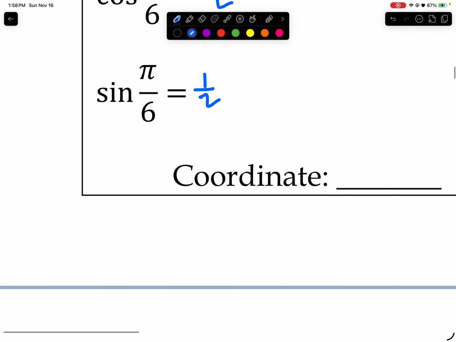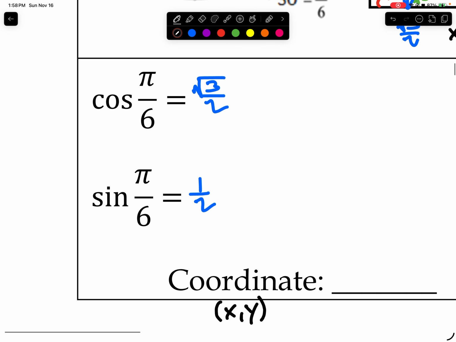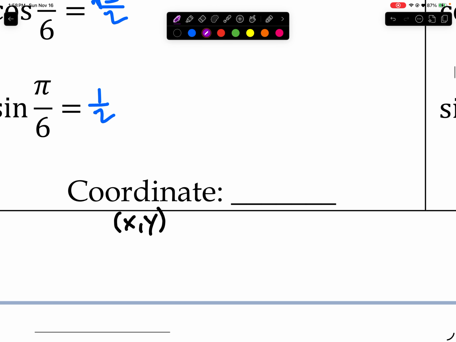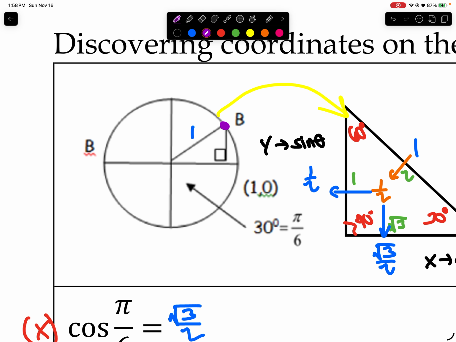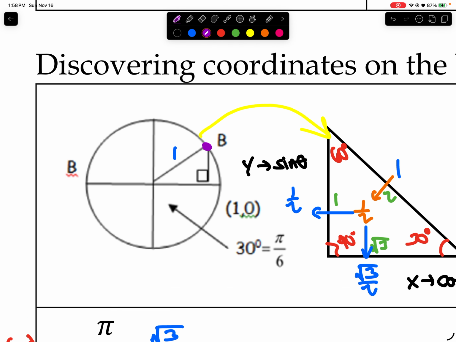And then when we write the coordinate, as always, your coordinate is going to have some horizontal and vertical component. So your x and your y values are going to come from your cosine and sine values respectively. So my coordinate here is going to be written as root 3 over 2, comma, 1/2. So the coordinate up here, where it has one of the vertices of my triangle, that coordinate on the unit circle is going to be root 3 over 2, comma, 1/2. And that's in regards to an angle that is 30 degrees, which is the same as pi over 6.